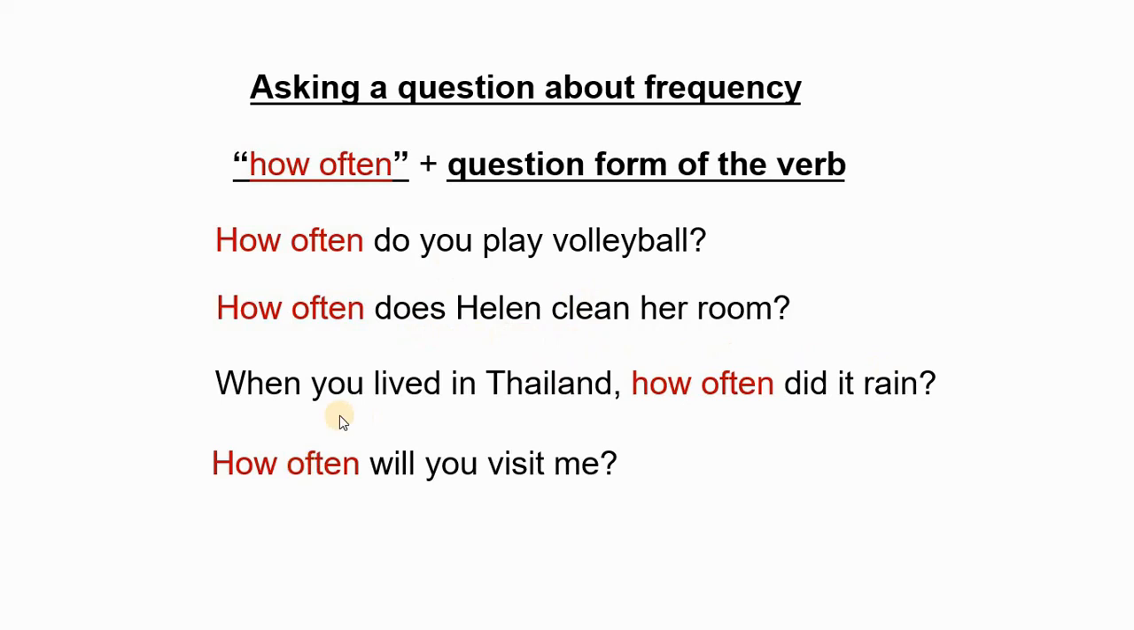Now, here is in the past tense. When you lived in Thailand, how often did it rain? So you have how often, and we have the question form of the past simple, did it rain? Next, how often will you visit me? This time we are in a future simple tense. How often followed by the question form of the future simple, will you visit? Alright? So this is how you ask somebody about the frequency of an action.